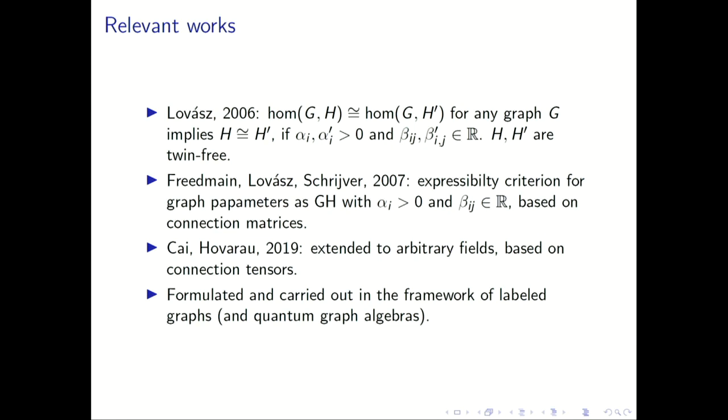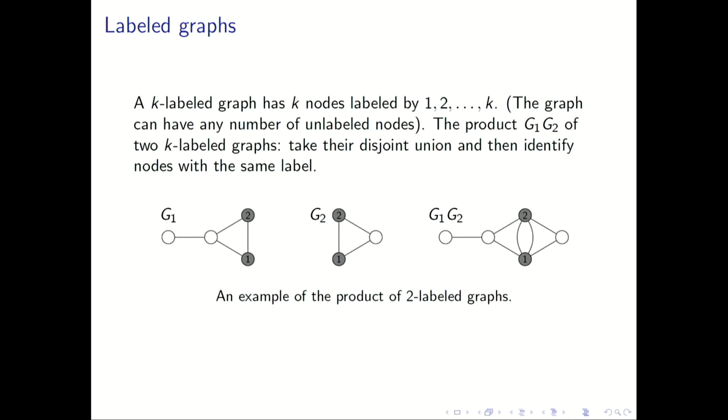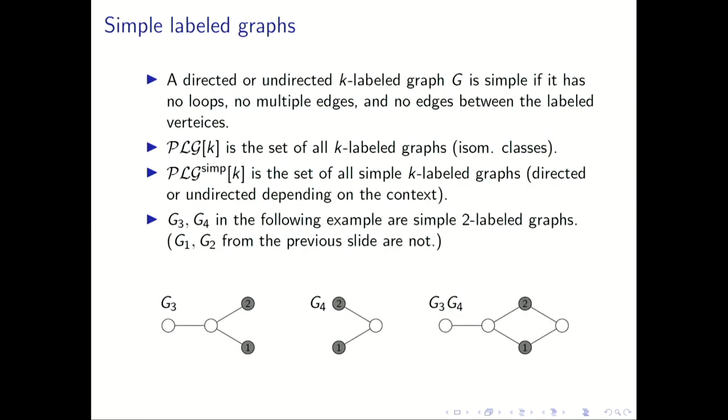In order to understand the results, we need to give a few definitions first, with the first one being that of a label graph. A k-label graph is a graph in which some k nodes are labeled by the numbers from 1 to k. The product of k-label graphs is the graph obtained by taking the disjoint union and then identifying the nodes with the same label. Next we define a simple label graph.